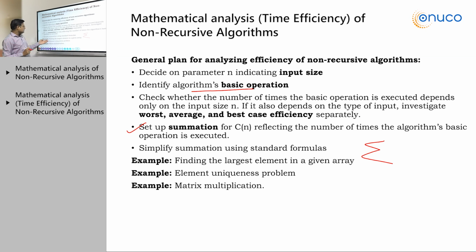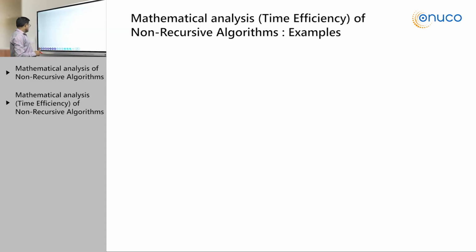Based on this, we have many examples. Out of that, we have taken some examples: finding the largest element in the given array, the uniqueness problem, and matrix multiplication. Out of these, we will see some examples of how you compute the time complexity. Let us see. Example 1.